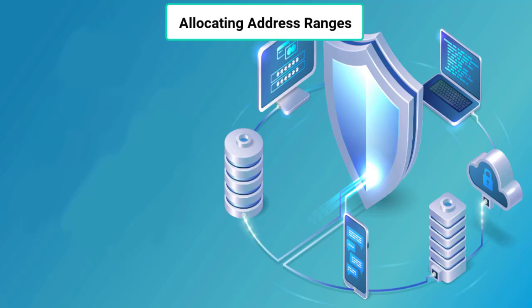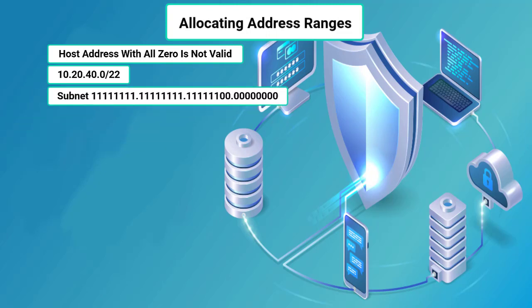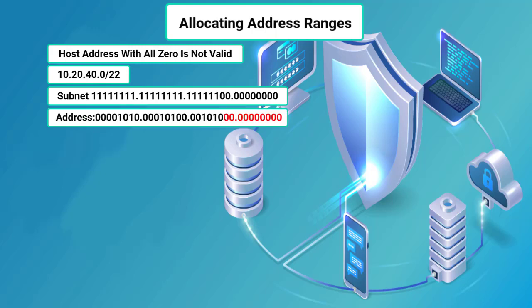After you've determined your network address and subnet mask, there are two more special addresses that should be made known to you. As an example, consider the following IP address and the subnet mask. This translates to the following binary subnet mask and the following binary IP address. You'll notice that the host component of the IP address, shown in red, is all zeros. This address is invalid and should not be used. This is frequently used as a network ID.